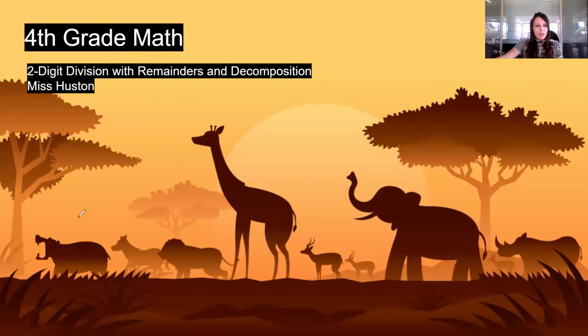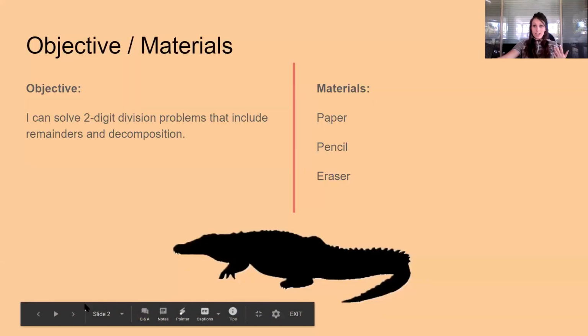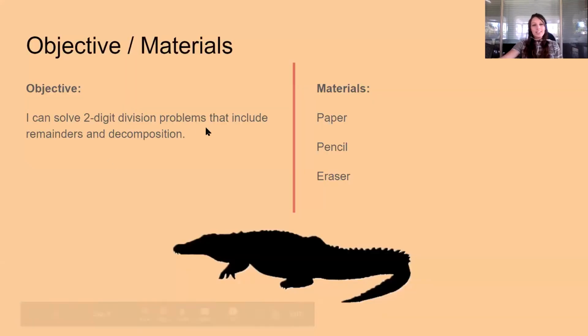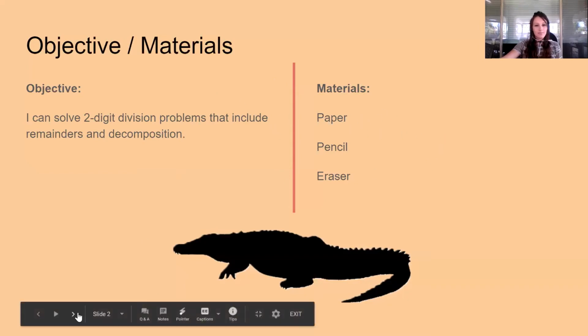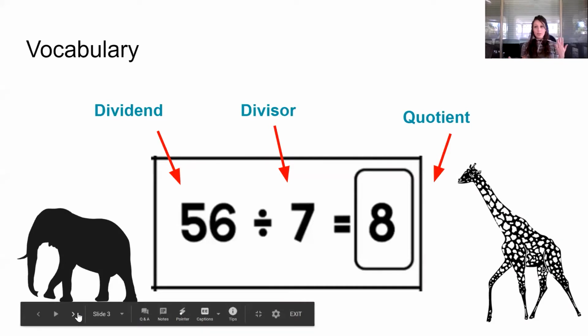So let's go over our objectives and materials for the day. Our objective, and you can go ahead and say this with me: I can solve two-digit division problems that include remainders and decomposition. The only materials you're going to need for today's lesson are paper, pencil, and an eraser. So before we begin anything else, let's practice some vocabulary.